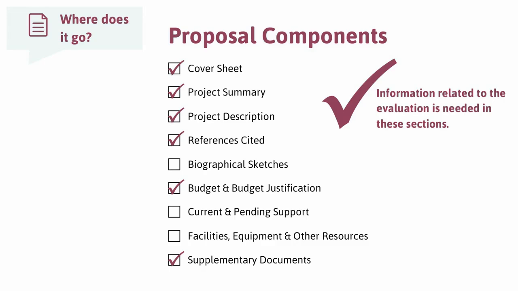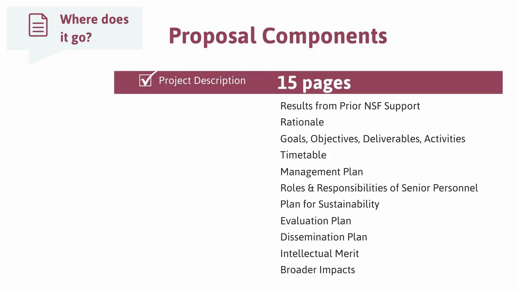We're not going to get into the details of all these sections today. Rather, we're going to really hone in on the project description. The project description is the main part of an NSF proposal, and it can be up to 15 pages long. The content listed here is based on guidance from the ATE program solicitation. The sections where you will definitely need information about your evaluation are the results from prior support section, so again, this is if you have been funded before, and of course the evaluation plan.